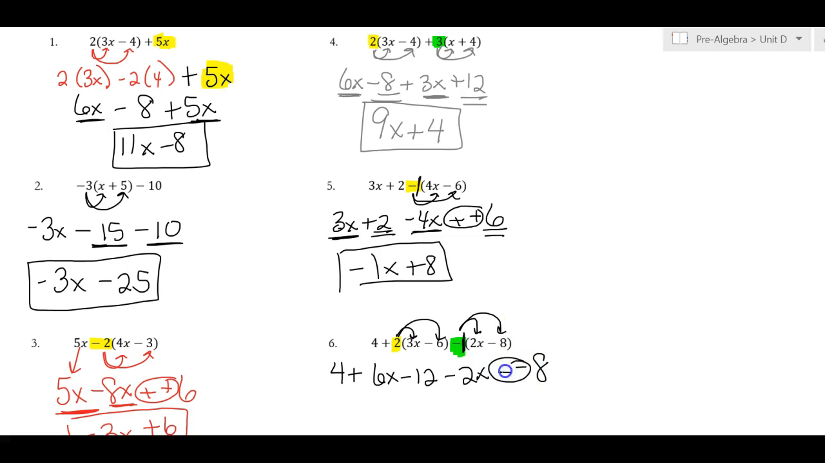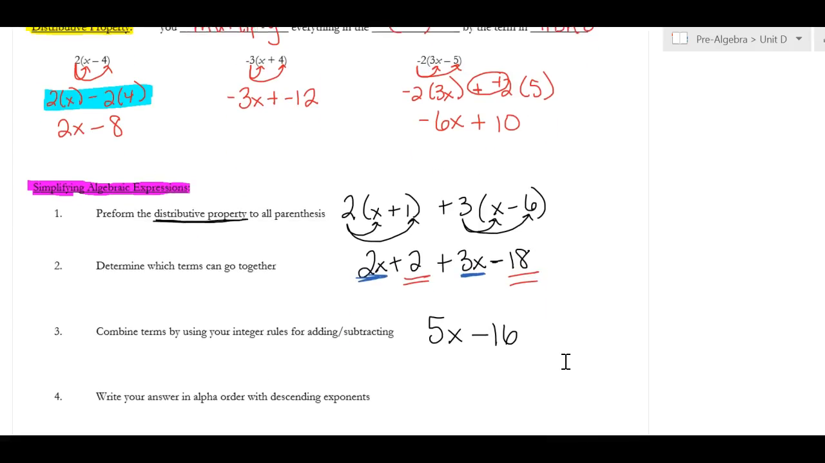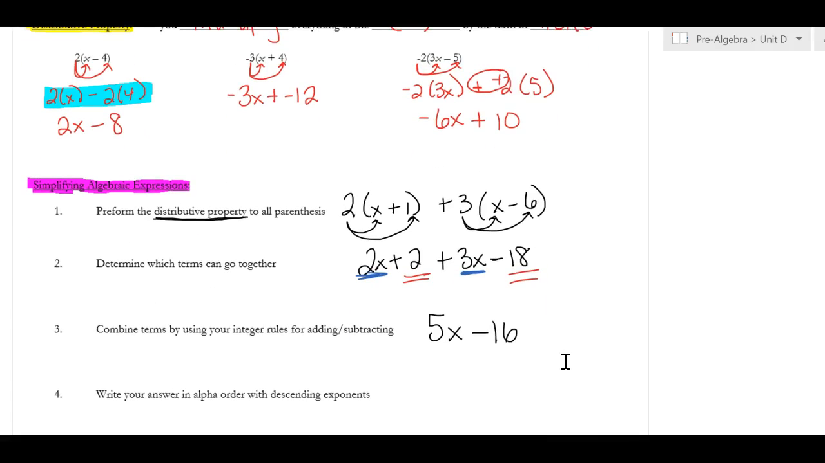And now those 2 become positive. So I have a 6x and a negative 2x. That gives me 4x. Now I have 4 minus 12 plus 8. I usually will combine all my positives first. It makes it a little easier. So 4 plus 8 is 12, and 12 minus 12 is 0. So you can write a plus 0, or you could just write that your answer is 4x. So when you're doing these problems, remember the first step you have to do is distribute, and then you see what can go together and combine.